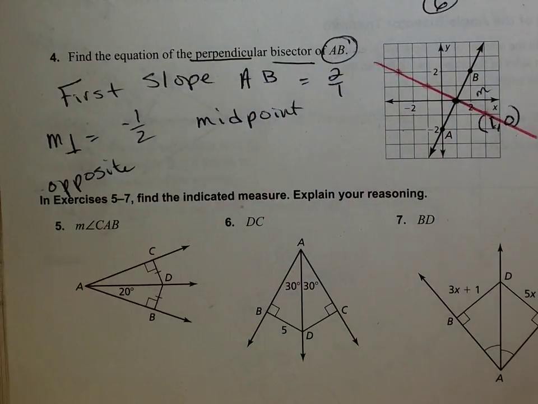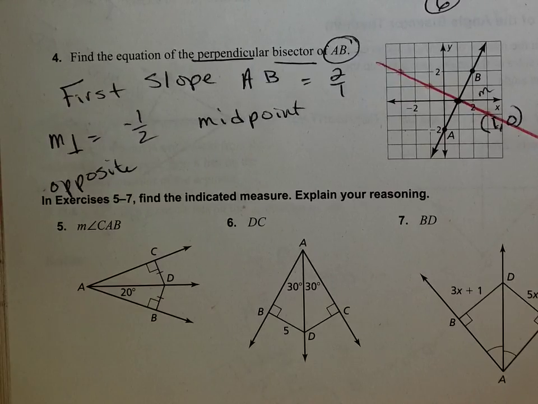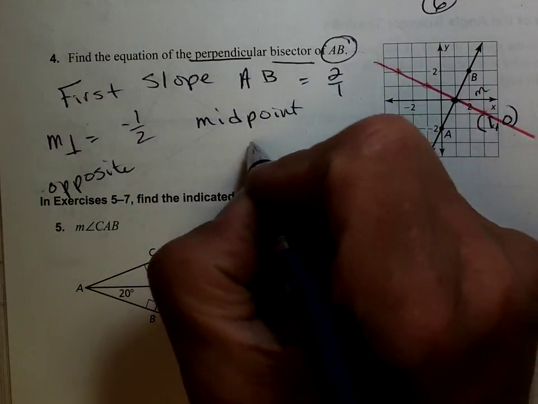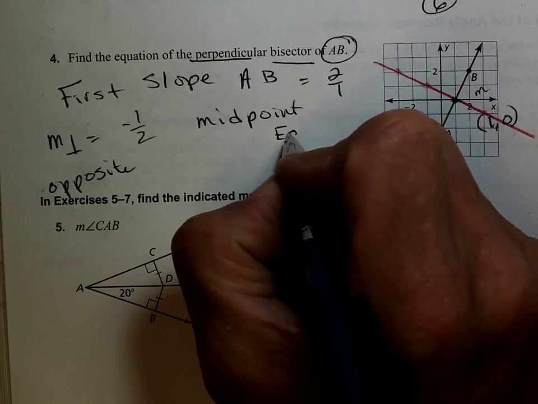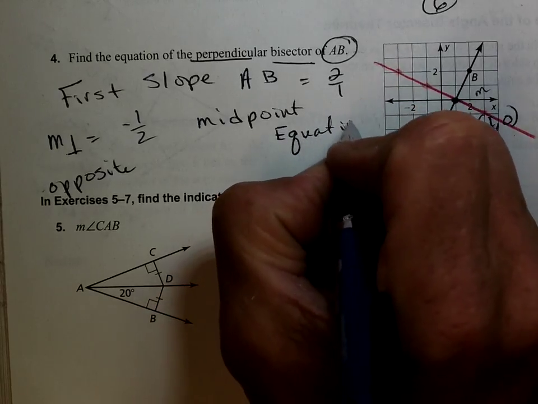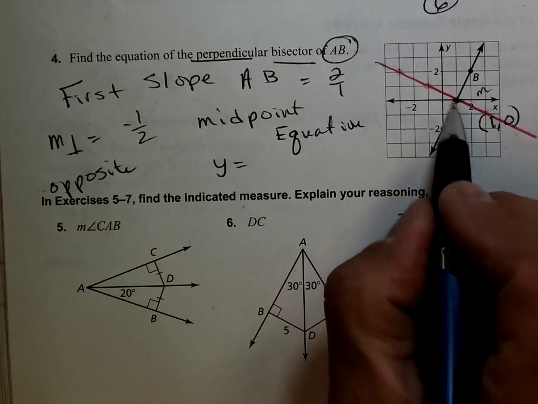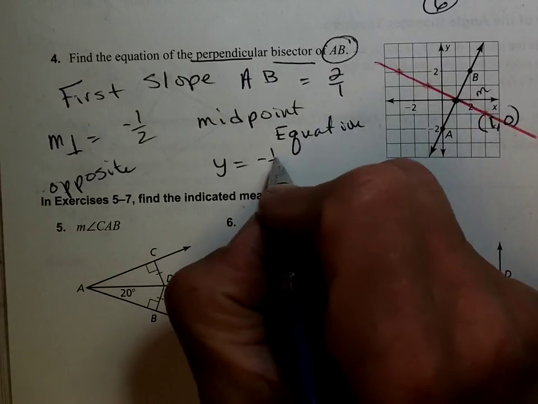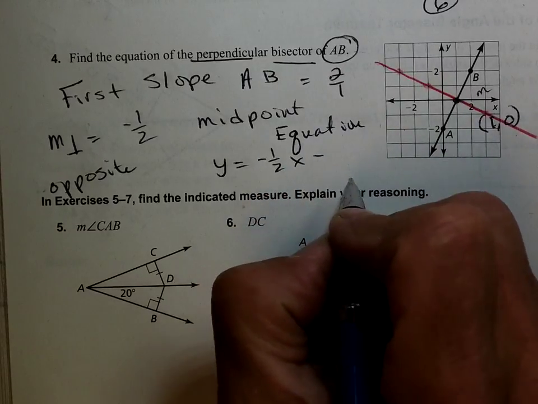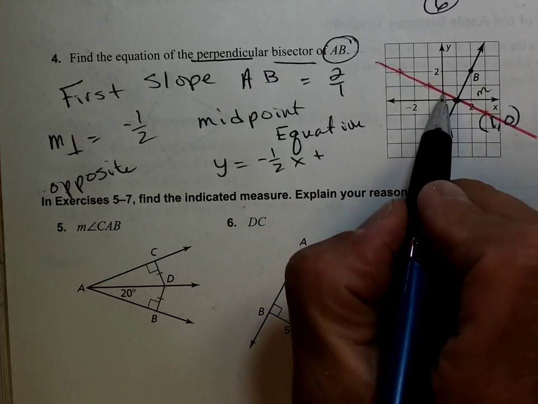Okay, now, what's the equation of this line? Well, my equation has to be y equals down 1 over 2, minus 1 over 2x plus, it goes right through 1/2, doesn't it?